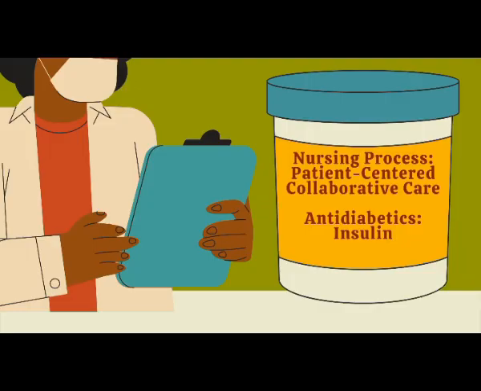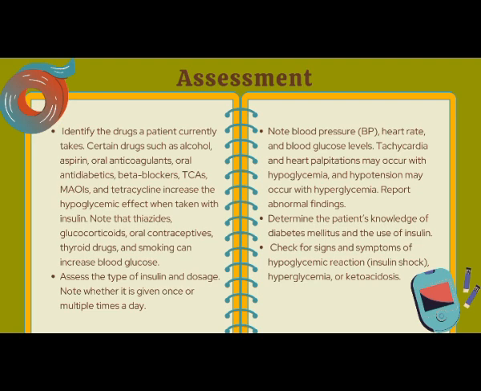So, the nursing process, patient-centered collaborative care, anti-diabetics, insulin. Identify the drugs the patient currently takes. Certain drugs such as alcohol, aspirin, oral anticoagulants, oral antidiabetics, beta blockers, TCAs, MAOIs, and tetracycline increase the hypoglycemic effect when taken with insulin. Note that thiazides, glucocorticoids, oral contraceptives, thyroid drugs, and smoking can increase blood glucose.